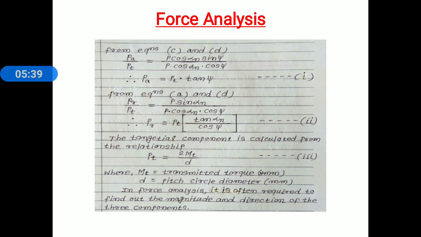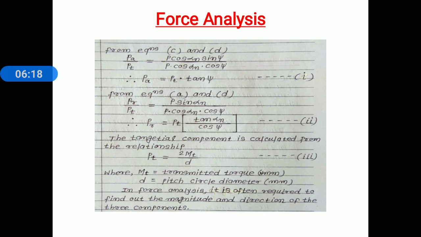Again, dividing equation A and D. Left hand side, radial component divided by tangential component, PR divided by PT, is equal to right hand side P sin alpha suffix n divided by P cos alpha suffix n into cos psi. P get cancelled. Sin alpha suffix n divided by cos alpha suffix n is tan alpha suffix n, and therefore the radial component PR is equal to PT inside the bracket tan alpha suffix n divided by cos psi. Consider equation 2.